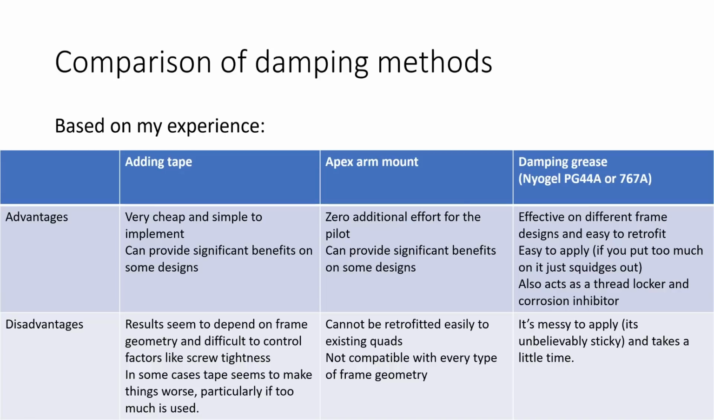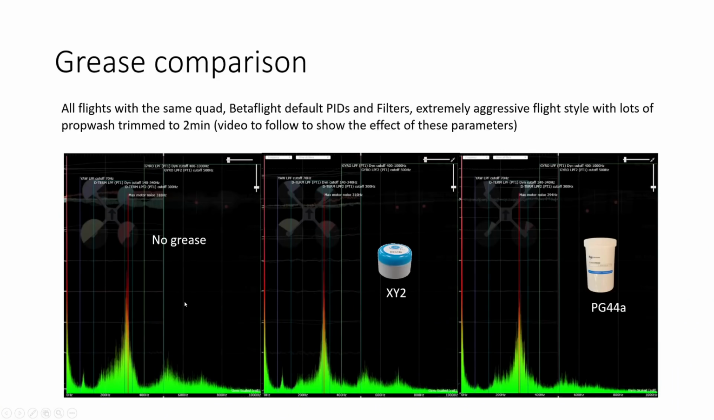However, it does have a significant disadvantage, and that is that it's quite messy to apply because it's unbelievably sticky stuff, and it takes a little time to do it. And if you're not really careful, you can end up with thin layers of grease on other surfaces of your quadcopter that can collect dust and get on your fingers and that sort of thing. But in my opinion, grease definitely is the most reliable and consistent method of adding damping to a frame that works on any frame. But then the question comes, what grease should you add?